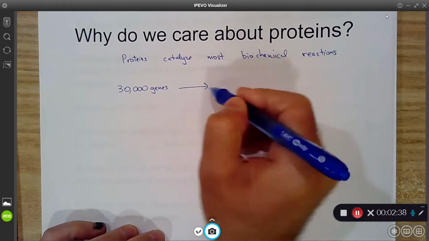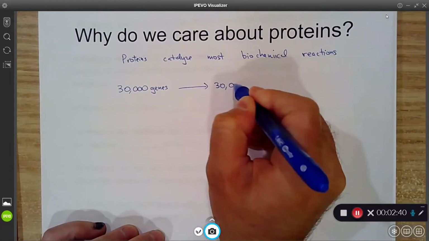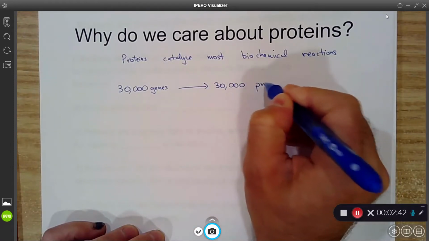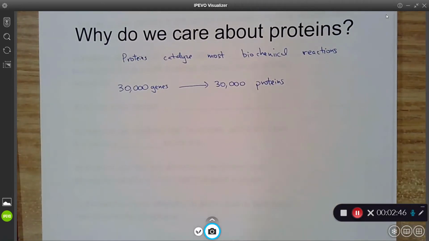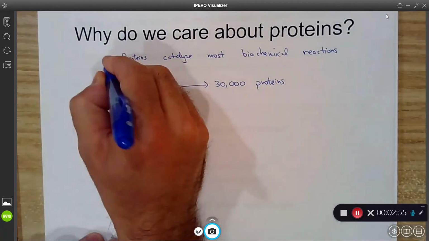But nevertheless, what this means is that there are roughly 30,000 different proteins. And while we do know and understand the function of a lot of these different proteins, the vast majority of proteins, we still don't fully understand their function. So therefore, that's why we care about proteins.